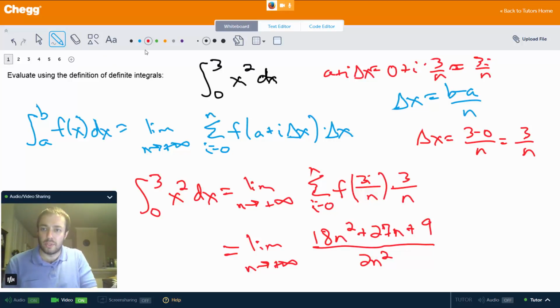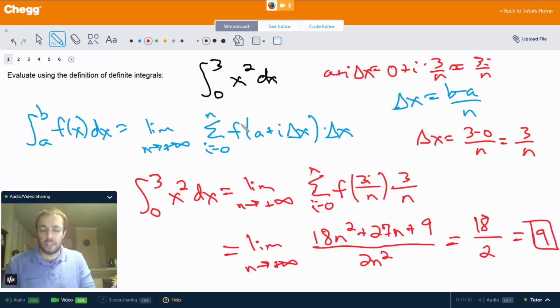So what we want to do is look at the highest power of n on top, it's 2. Look at the highest power of n on bottom, it's also 2. That's great. The highest power of n on the top and the bottom is the same. So now what we want to do is focus on the leading coefficients. 18 on top, 2 on bottom. So this limit then is going to be equal to the leading coefficient on top divided by the leading coefficient on the bottom. Leading coefficient on top is 18, on the bottom it's 2. 18 divided by 2 is 9, and that is our final answer.